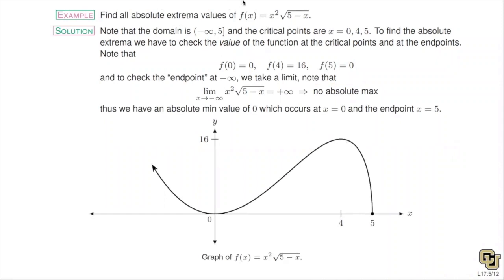extrema. So this point here is an absolute extrema, but not a local extrema. This point here is an absolute min and a local min. This point right here is a local max. And remember, there's no absolute max because the function is going to infinity.